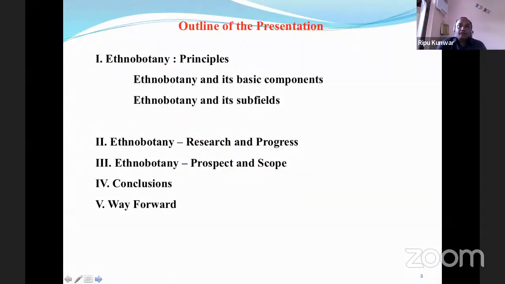So this is the outline of my presentation. I have five sections. The first is the principles or basic components of ethnobotany, and the second is the research and progress, what we have done so far in Nepal. The third will be the prospect and scope of ethnobotany in Nepal and even the world, and then I will finish the presentation with the conclusion and way forward, in a couple of slides.